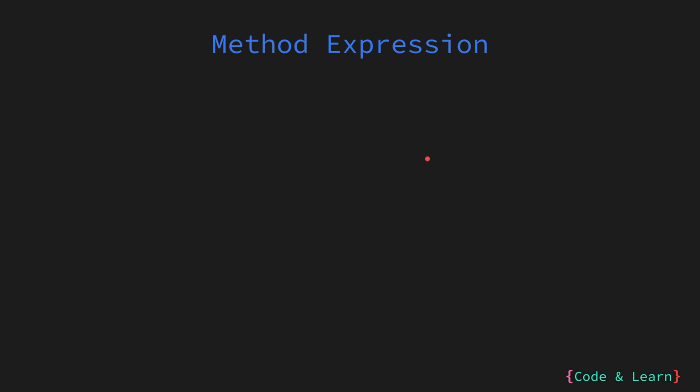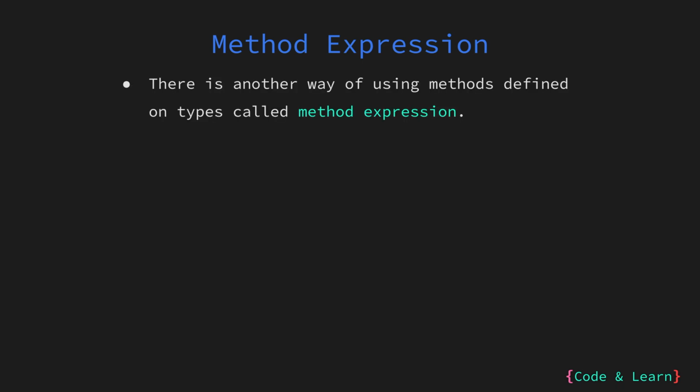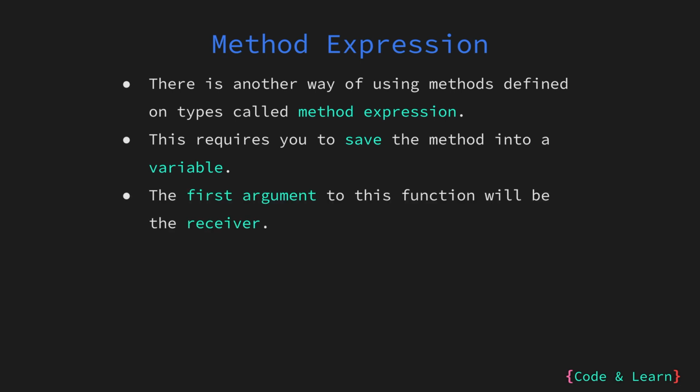Now let's get to method expression. A method expression is a way to refer to a method as a function value without invoking it. It involves saving a method into a variable, and the first argument to the function will become the receiver when the method is eventually called. This allows you to use the method as a standalone function and pass it around your code.